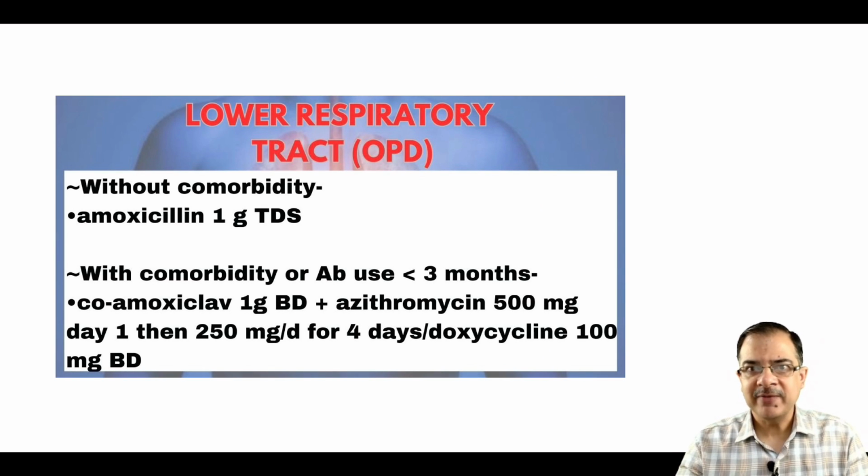Lower respiratory tract infection, pneumonia in the OPD without any comorbid condition or any risk of multi-drug resistance, like the patient has not taken any antibiotic within 3 months: amoxicillin 1 gram 3 times a day is given. With comorbidity or antibiotic use within 3 months, we give co-amoxiclav 1 gram twice a day along with azithromycin. Azithromycin is given 500 on day 1 and 250 milligram per day for next 4 days. Or instead of azithromycin, we can give doxycycline as well.